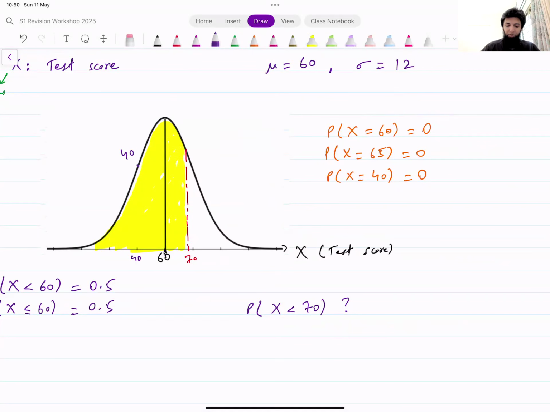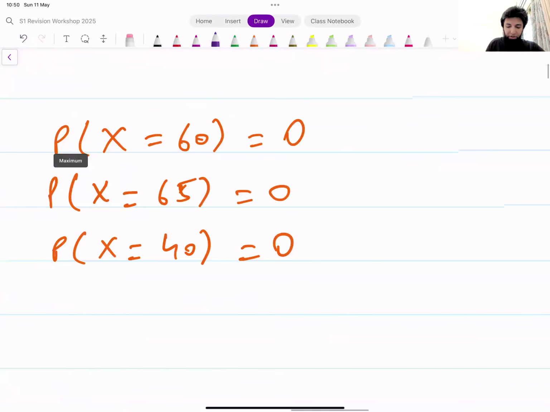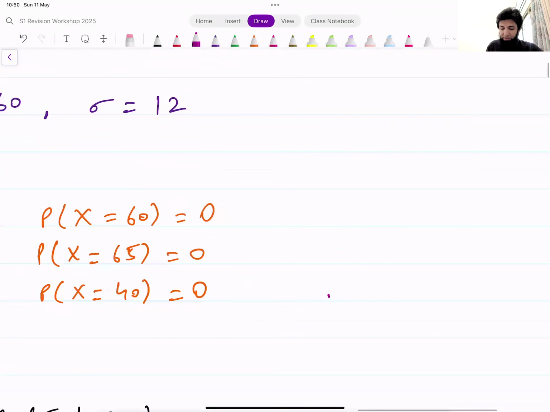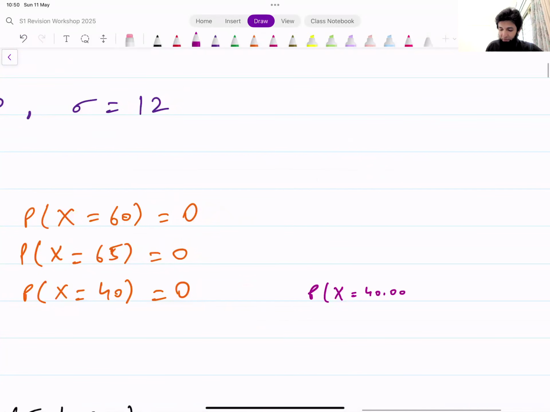Now, probabilities are area under the graph, and this is just a point. What's the area under a point? There's no area under a point. Under a point, there's just one line. There's no area there, right? Another way to think about this is in continuous distribution, since the value can be any decimal value, when you say something like probability of x equals 40, what it actually means is somebody has a score that's exactly like this, 40.00000.